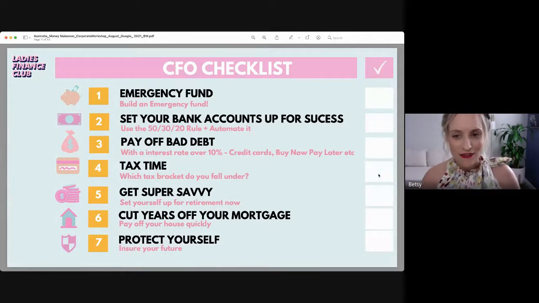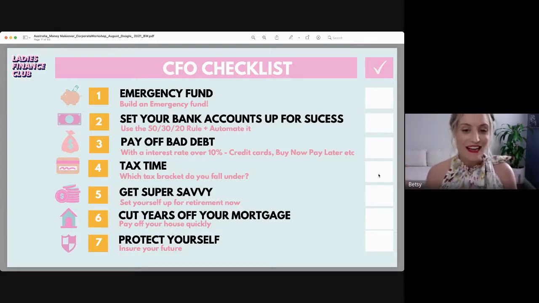So today we are going to go through a bit of a checklist on how to be the Chief Financial Officer of your life, CFO. Yep, everybody's a CFO today. And we're going to go through setting up your emergency fund, creating a winning system for managing your money and how to set up your bank accounts to do that. Strategies to pay off bad debts, and actually just defining what is a bad debt.